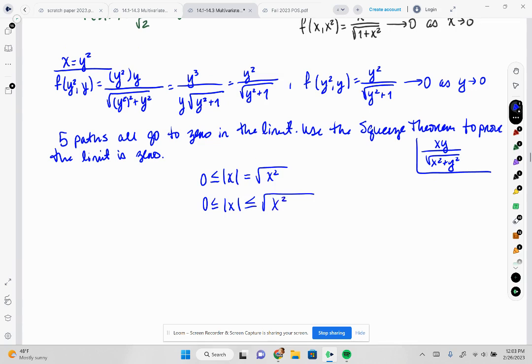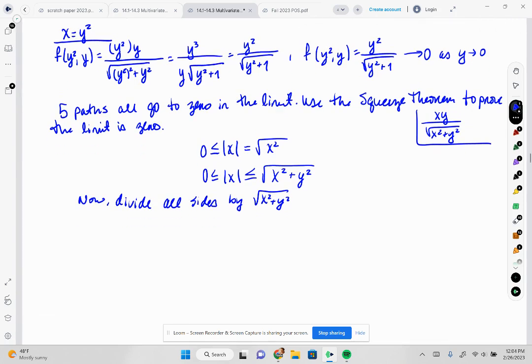And now I'm going to add something more into my square root, which is going to make the overall number bigger for all values of x and y. So I'm going to add in a y squared. Okay, now that I have that, what I want to do is divide all sides by the square root of x squared plus y squared. Because the square root is positive, we know that dividing by it will not introduce a need to flip the inequality symbol. So we're okay there.